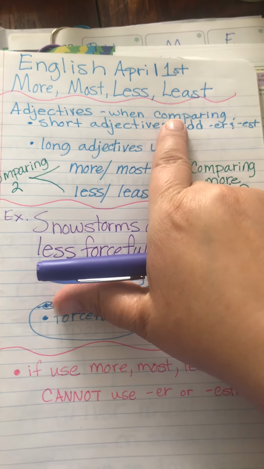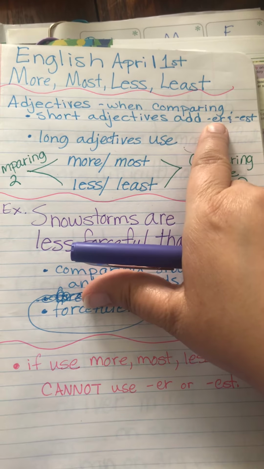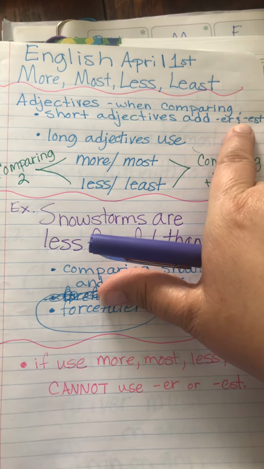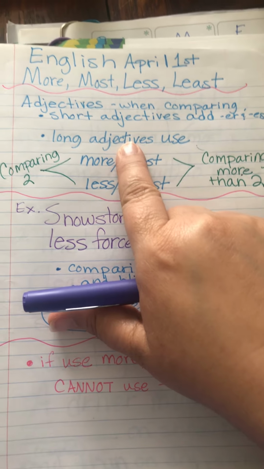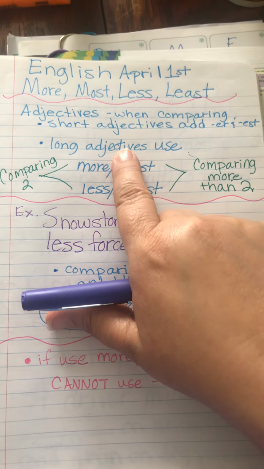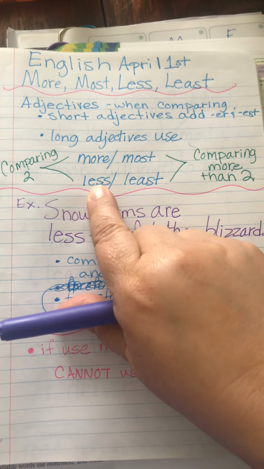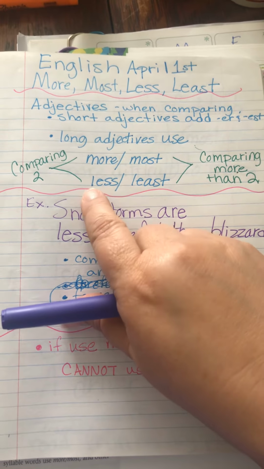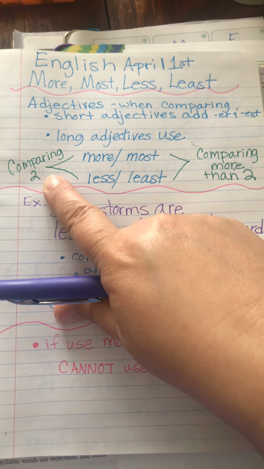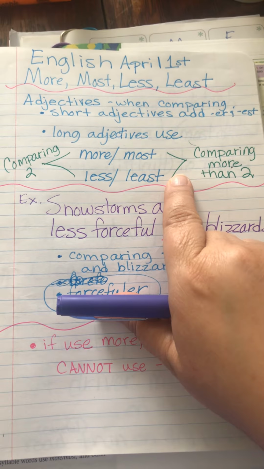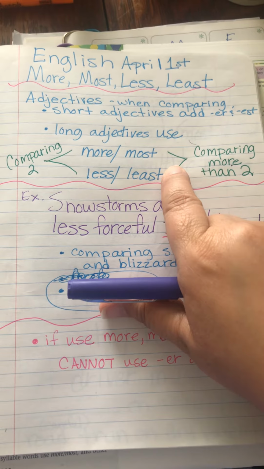Adjectives when you're comparing. A short adjective we learned yesterday, you can add ER or EST when comparing. But if you have a long adjective, you cannot use ER, EST. You have to use more or most, less or least. We usually use more and less when we're comparing two items. When we're comparing more than two items, we use most and least.